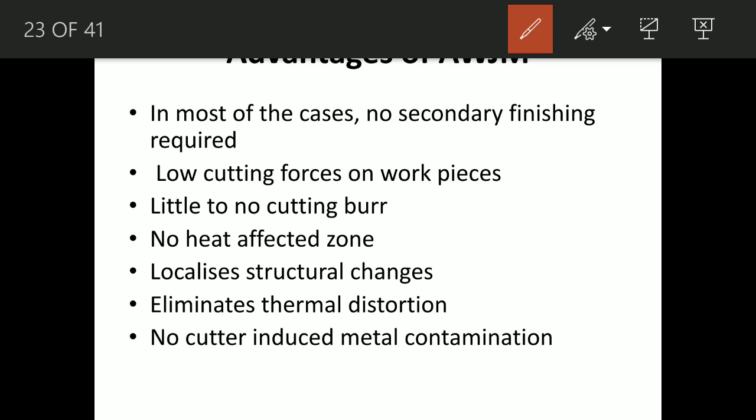It eliminates thermal distortion. If there is no thermal energy involved, there will be no thermal wear and tear, no thermal distortion, and thermal stresses will not be there. No cutter induced metal contamination. In normal lathe cutting, there is contamination of tool material into the workpiece, so the characteristics of the workpiece may change to some extent at those local points. But in this case there is no cutter induced contamination, since there is no direct tool contact, so there is no contamination on the workpiece.